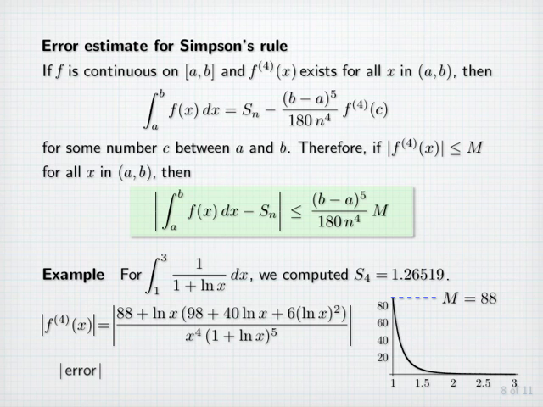So now we're ready to compute the estimate. The absolute value of our error is less than or equal to the width of the interval, which is 2, raised to the fifth power, divided by 180 times the fourth power of n, which is 4, times 88. This turns out to be 0.0611 rounded to 4 decimal places. So we now know that our computed S4 is within 0.0611 of the exact value of the integral. We should point out here that this error estimate is likely to be quite conservative. That's because the absolute value of the fourth derivative that appears in the exact formula for the error is likely to be considerably less than our upper bound of 88.